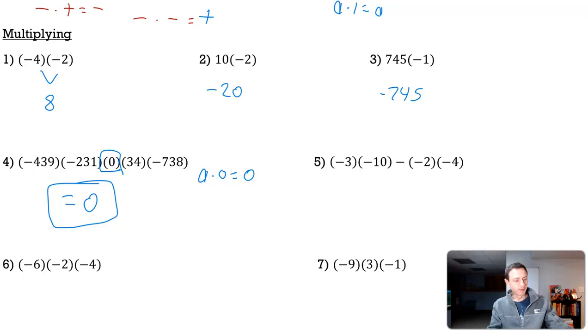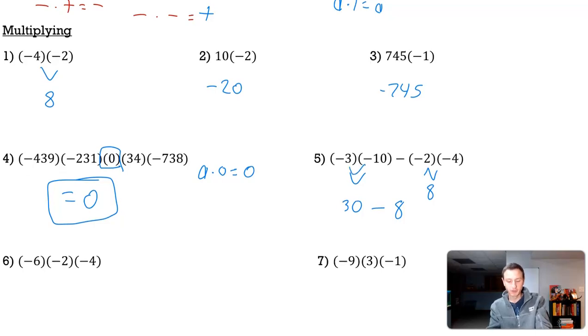And then we have negative 3 times negative 10 minus negative 2 times negative 4. Negative 3 times negative 10, negative times a negative is a positive. 3 times 10 is 30, minus negative 2 times negative 4, that's negative times a negative, which is also a positive. 2 times 4 is 8. So 30 minus 8. Careful there. So 30 minus 8 is 22.